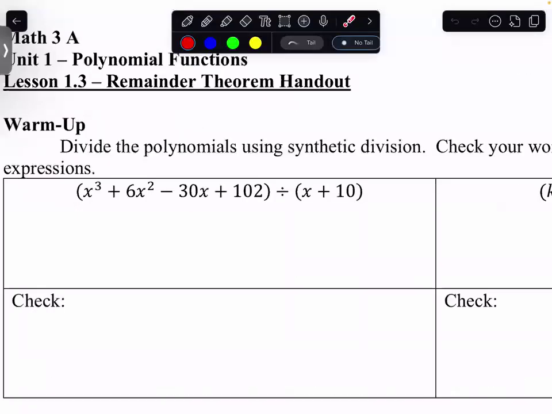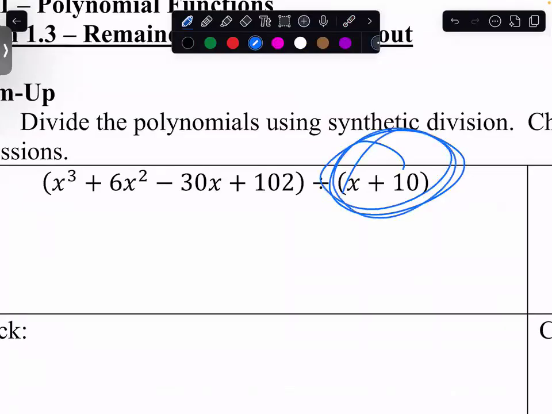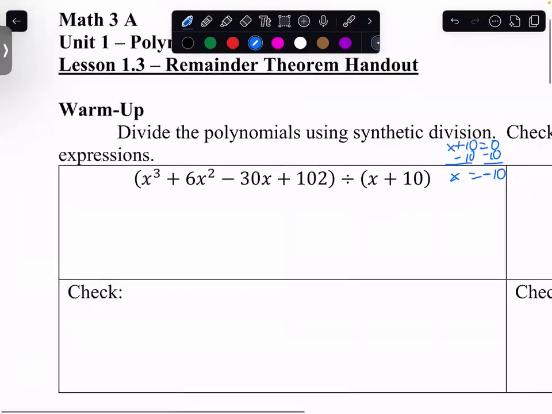Okay, so our first step for synthetic division is finding the root of the divisor. So you would set x plus 10 equal to 0, and then solve for x. Okay, so negative 10 is your input.